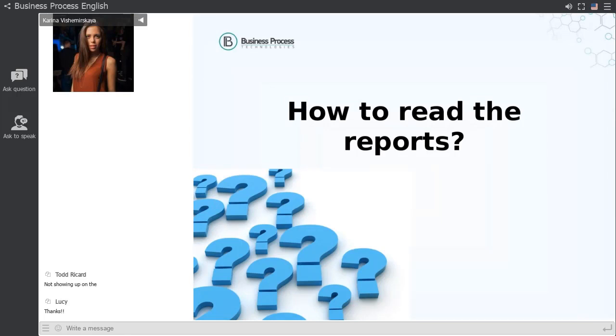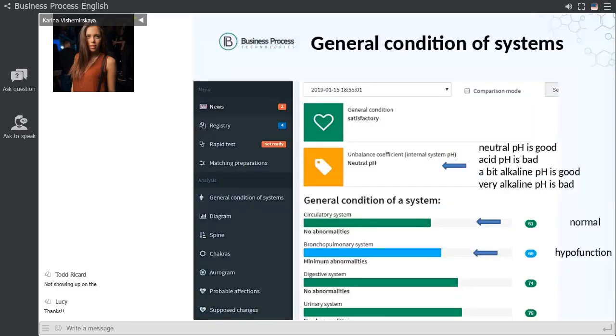So, how to read the reports, some information which we are waiting for, because this is the most important in using the device. Running the test is easy, but then you need to read the report, which is also easy. Trust me, after this video, everything will be easy for you. So this is the first analysis, which is the general condition of systems. On the top, you can see the date of the test. You can do comparison mode if more than one test has been run. You can do the comparison mode in all of the sections of the analysis, basically.